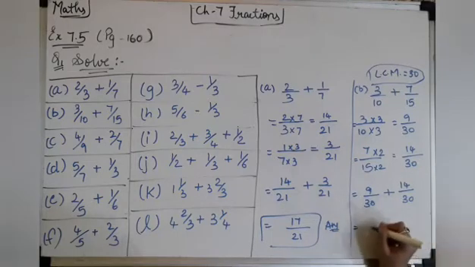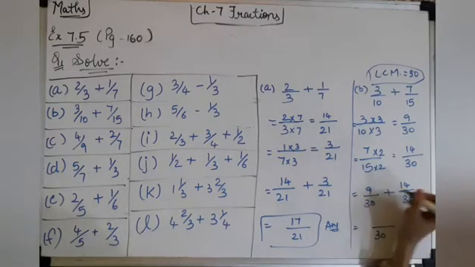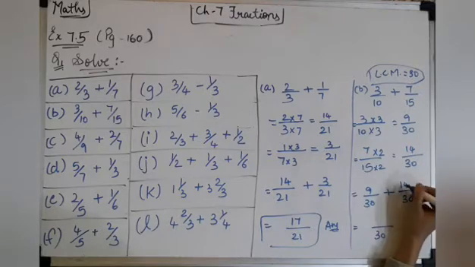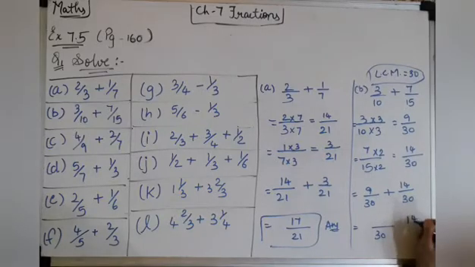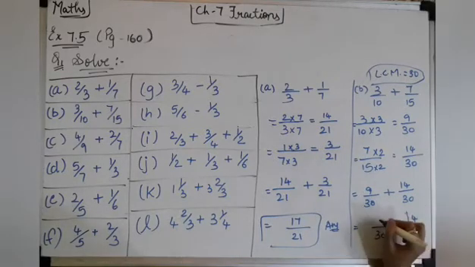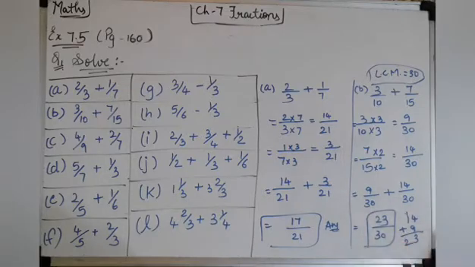Denominators are same, so we'll write 30. 9 plus 14. We can do 14 plus 9 because 14 is the bigger number. If you don't know, you can add like this: 9 plus 4 is 13, 1 plus 1 is 2. So we got 23 upon 30 as our answer. Moving to C.